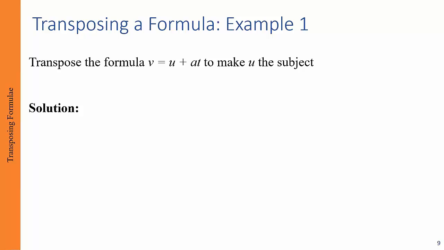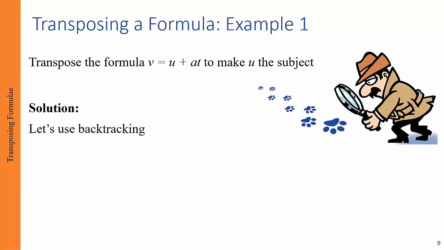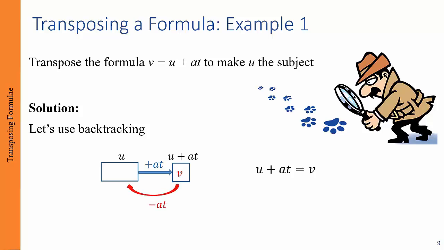In this example, we'll use backtracking once again to make u the subject of that formula. So we're starting off with u, and to that we've added at to get u plus at, and the answer is v. That's our starting point. Going backwards, we need to subtract at, and so we get u is equal to v minus at.